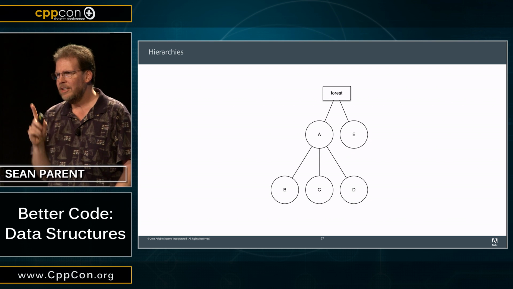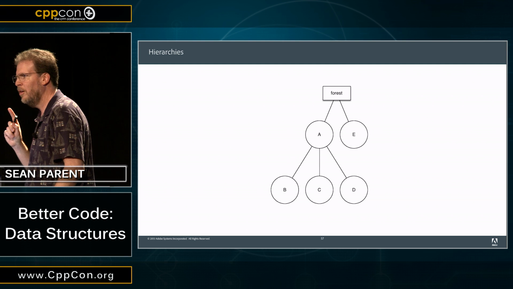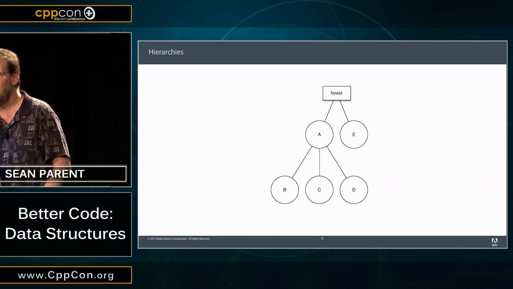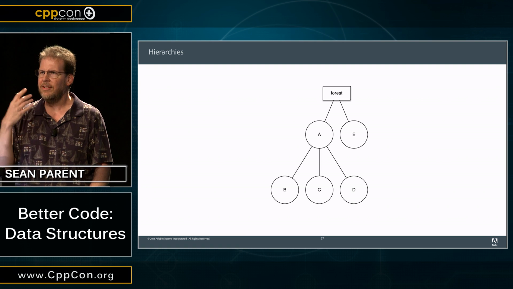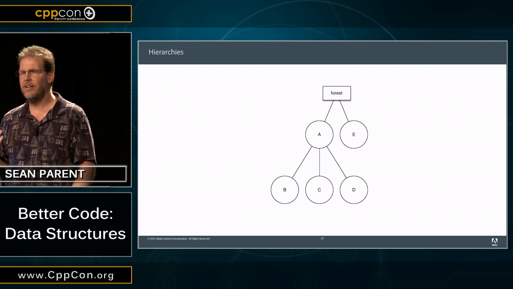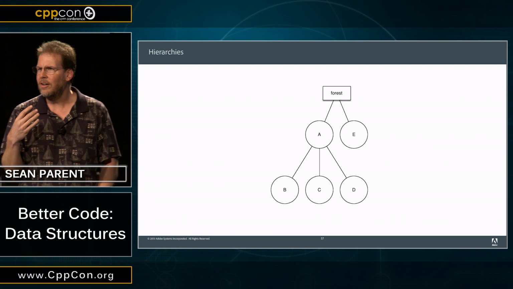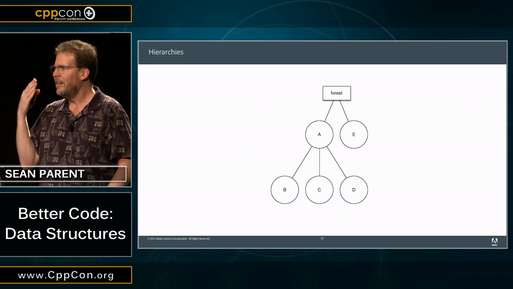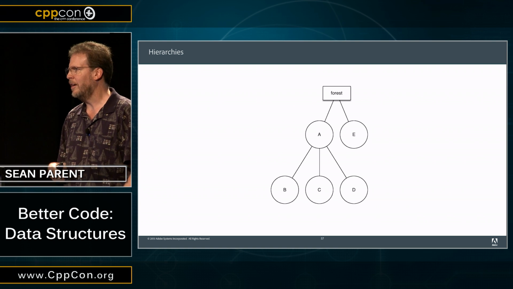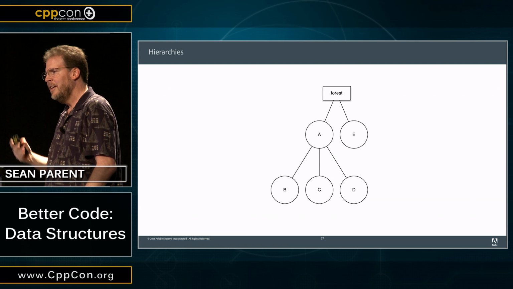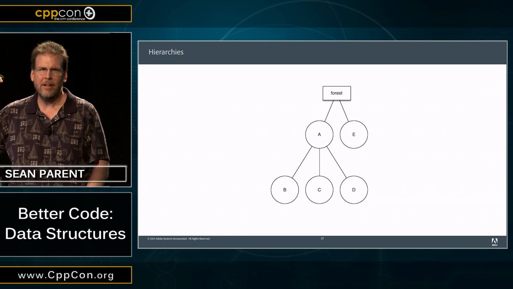So forests and hierarchies are so important because they appear in code all over the place, and they add a huge amount of complexity to the code. We've all gotten used to writing linked lists and vectors in terms of containers, and yet for some reason we persist in writing forests and hierarchies as intrusive data structures, where we embed the information about the structure into the structure itself.